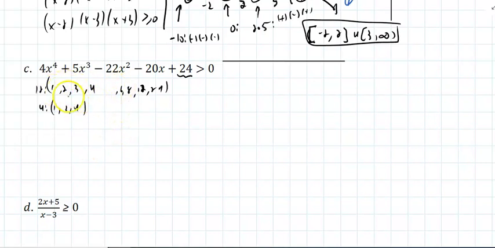I'll go for 1. 1 plus 4 plus 9, 9 plus 24 is 31 minus... No, that's not going to work. How about negative 1? If I test negative 1, that's a 4 minus 5 minus 22 plus 20 plus 24. 44, 48, that's not going to work either. Does 2 work? So again, I'm trying to factor it regardless of which method I want to use.